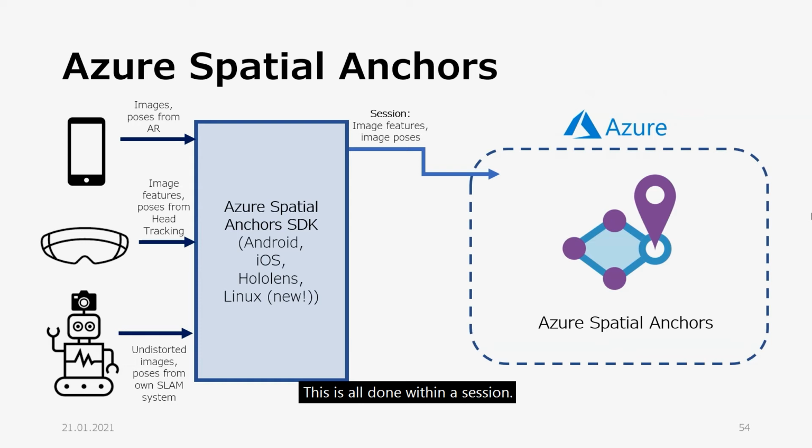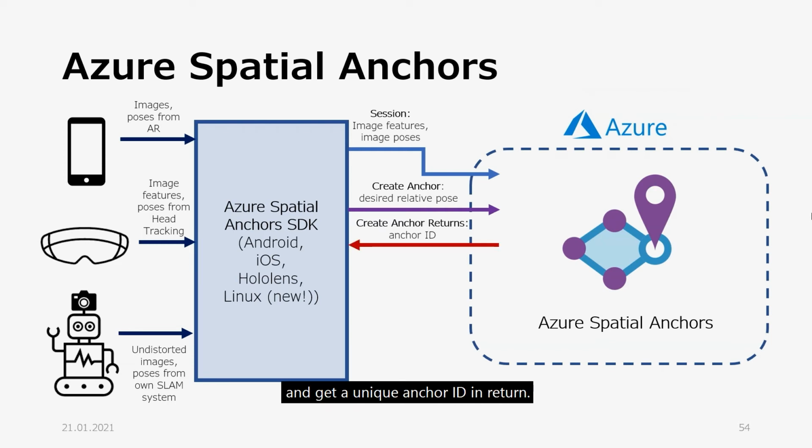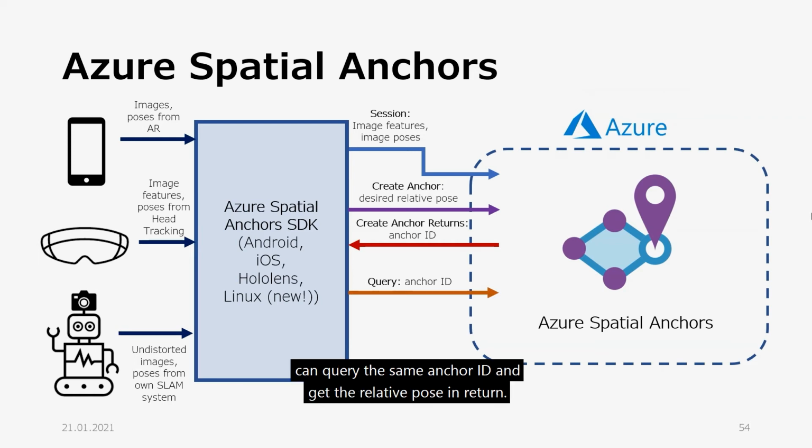This is all done within a session, so a session contains the image features and image poses in a short span of time, and from that you can create anchors by specifying a pose relative to the current device position and get a unique anchor ID in return. Then other devices, or yourself again, can query the same anchor ID and get the relative pose in return. So you can create anchors on any of the devices shown here and query them again on any of the devices, which makes it quite a powerful system. The only restriction is you have to be connected to Azure. This is a cloud-based service and cloud-based service only.